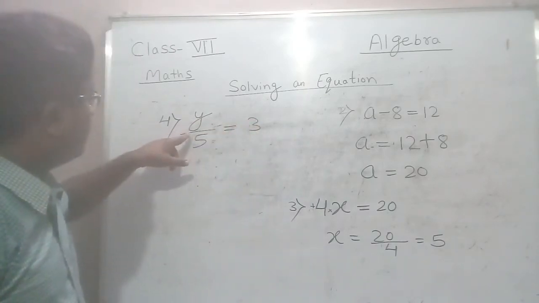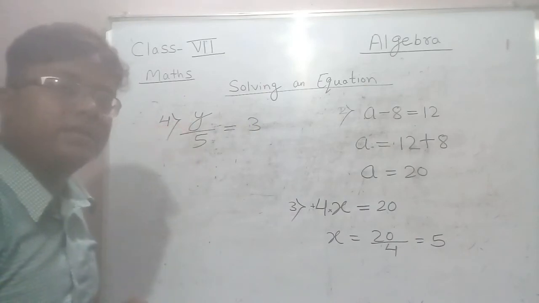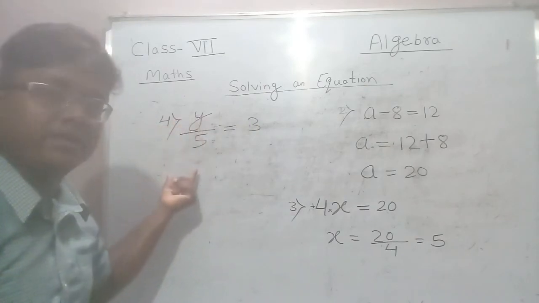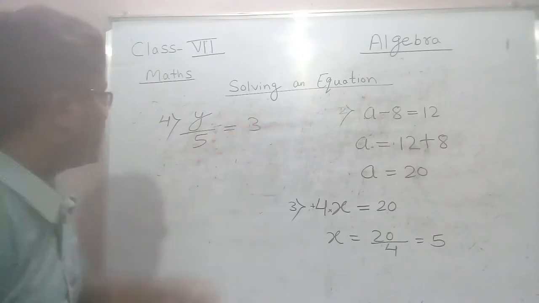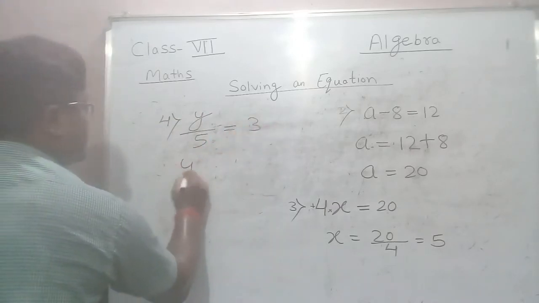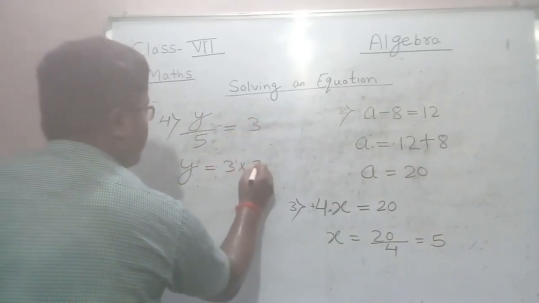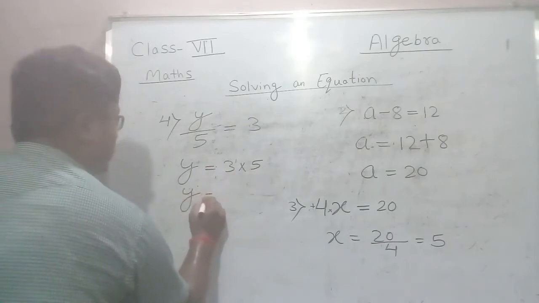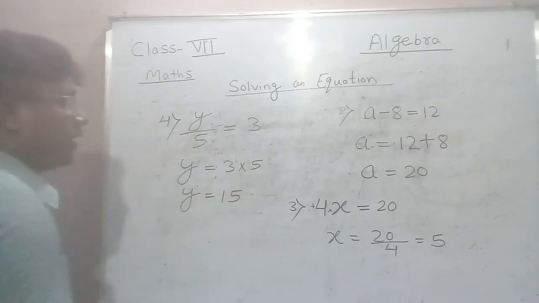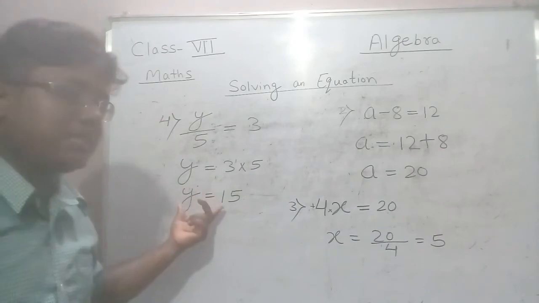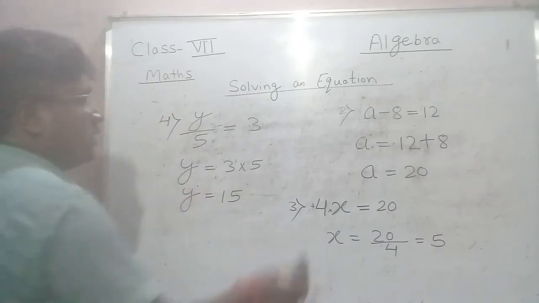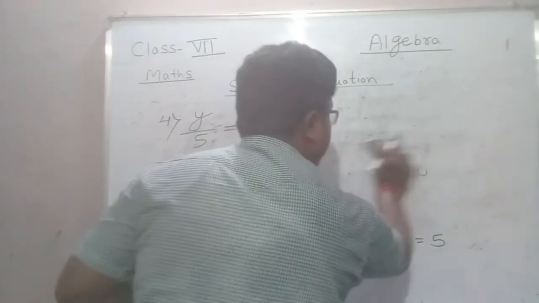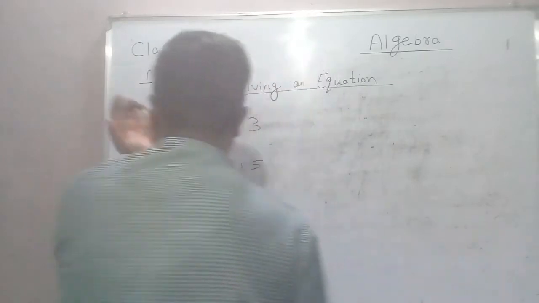What is this 5 doing to y? Here 5 is dividing y. So if you transfer it to the right hand side, then what will happen? y is equal to 3 into 5. y is equal to 15. Sometimes, in such types of questions, students become confused. Let me give you one question where students become confused.